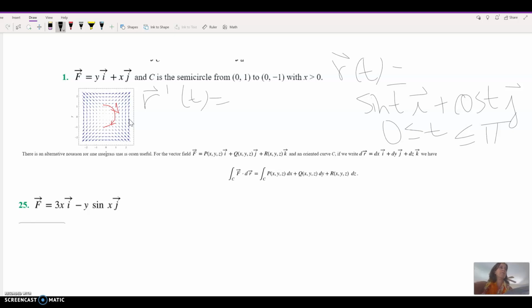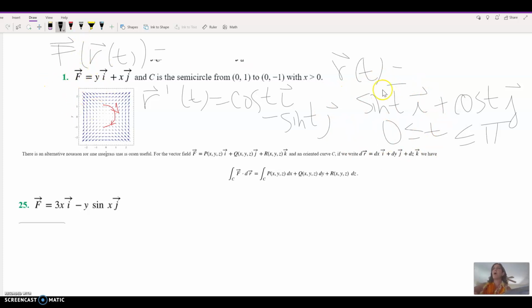So when I take the derivative, I'm going to get the cosine of t i minus the sine of t j. And then when I plug in, I'll write that up here. I want to rewrite my vector field also in terms of t. So that's our notation. I'm plugging in my vector valued function into my vector field.